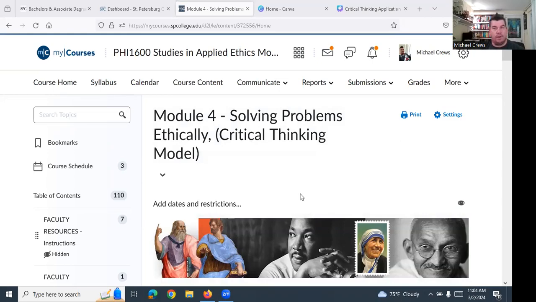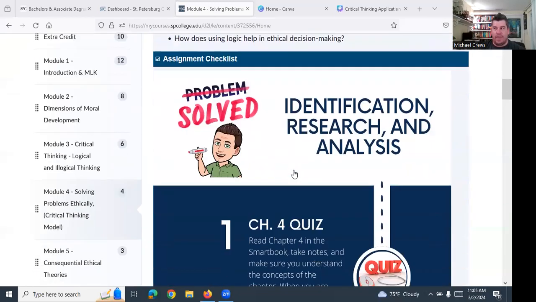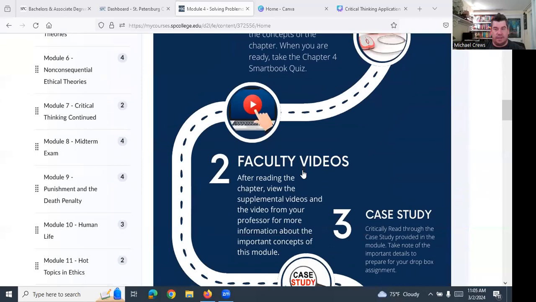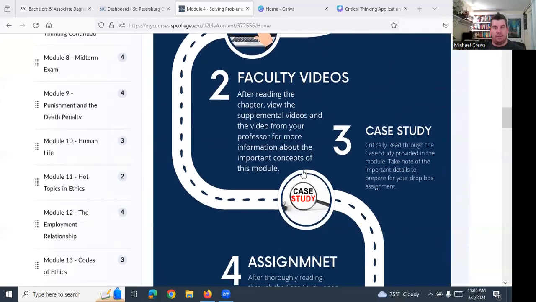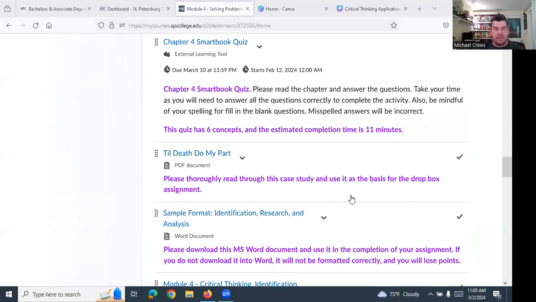Okay, so we're in module 4. The layout's basically the same. I'm not going to go through it in detail. Obviously, you guys should know how this thing's working by now. We've done three of these, but just follow through the checklist, and make sure you get your quiz done.